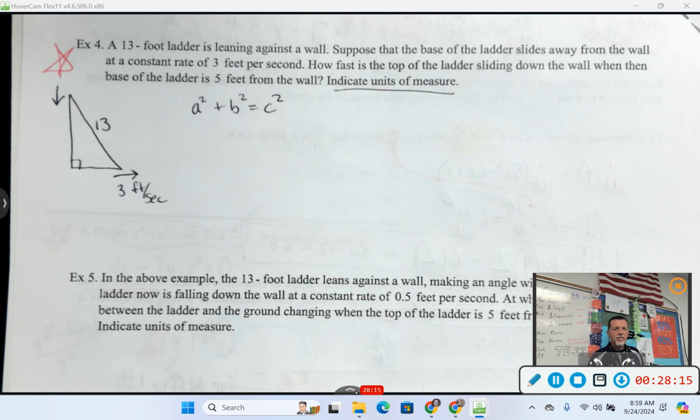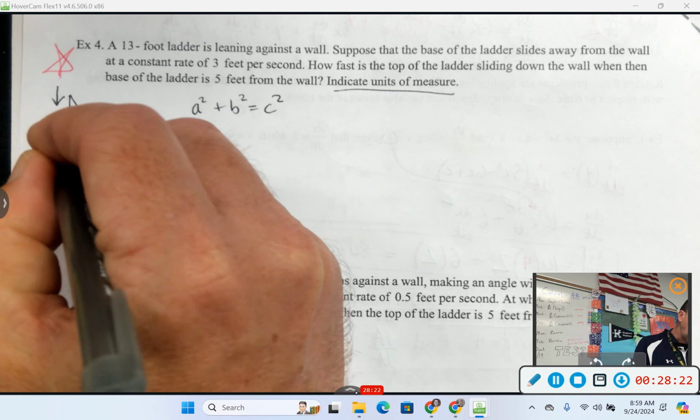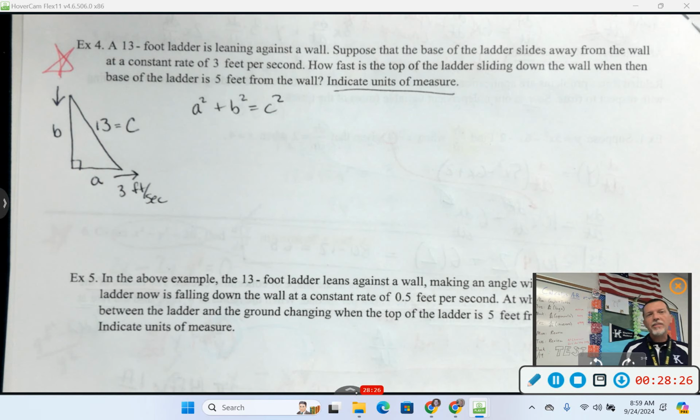Okay, let's see. I guess we should label these. It doesn't really matter which one we call a and b. I'm going to call the bottom a and the side b. And the hypotenuse, well, I guess it does matter which one the hypotenuse is. That one's got to be c.